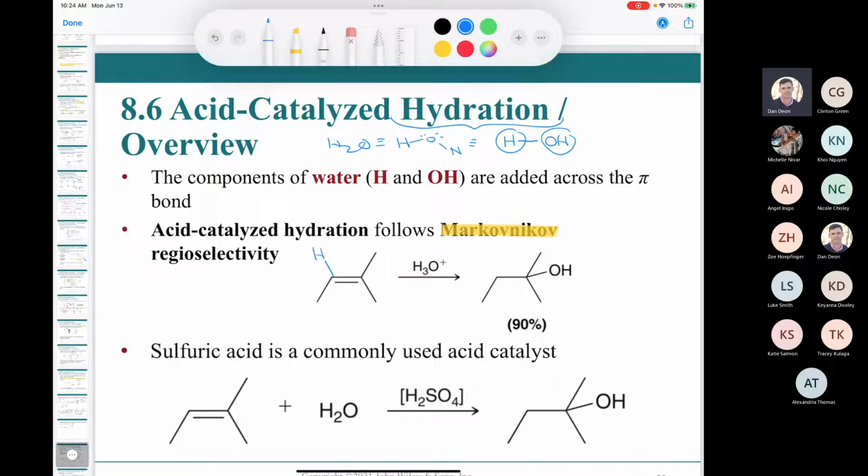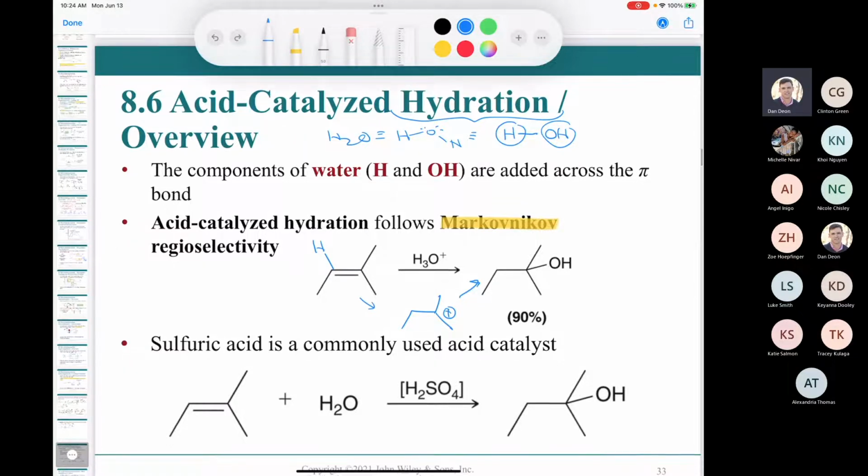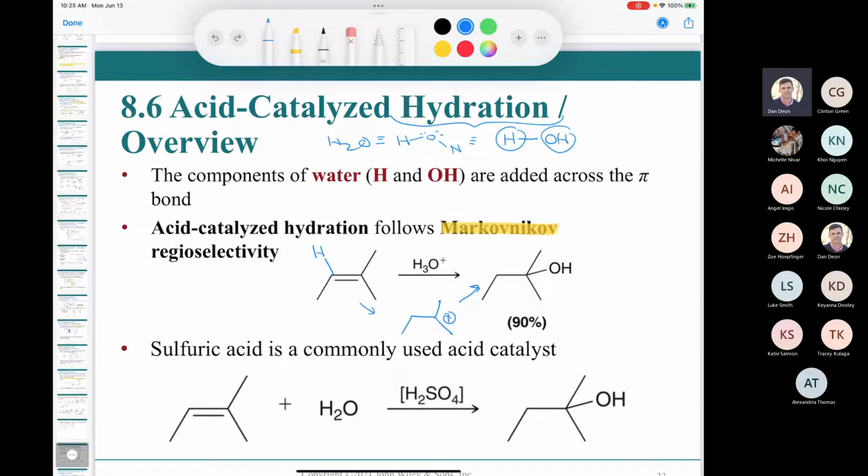So if we treat this alkene with H3O+, hydronium, which is just acid dissolved in water, we're going to end up with this tertiary alcohol. Why? Because the rich are going to get richer. We're going to proceed through this tertiary carbocation, which is then going to undergo nucleophilic attack to produce the tertiary alcohol. Now, if you're wondering about what is the acid catalyst, well, sulfuric acid is often used as the acid catalyst, and that's what we mean by these square brackets. This square bracket represents that the H2SO4 is a catalyst.